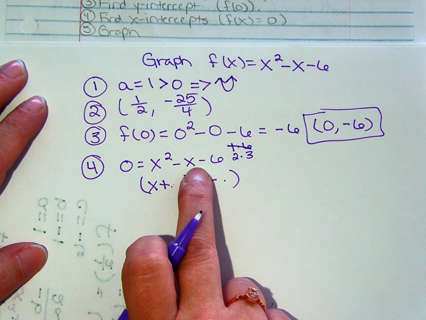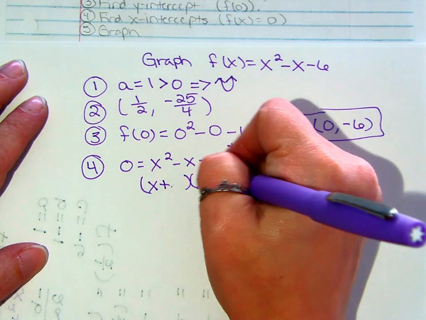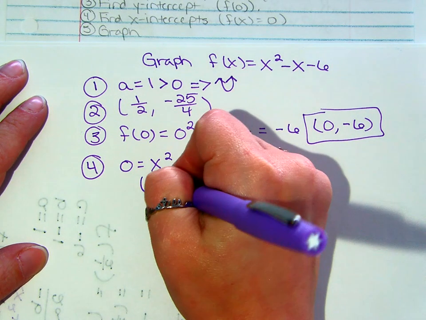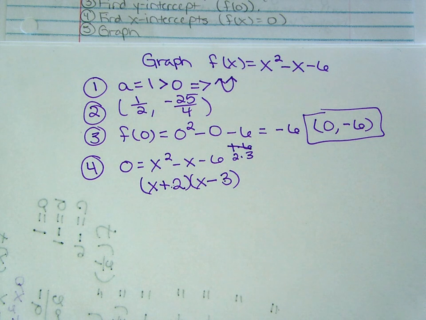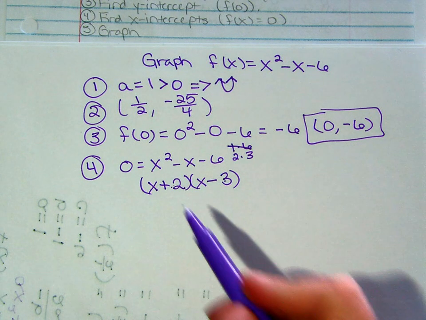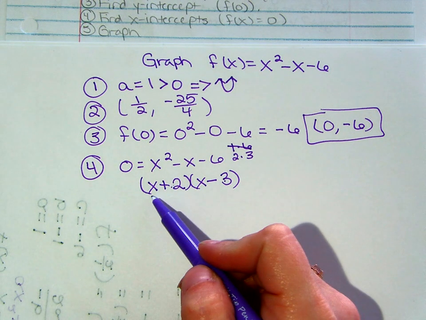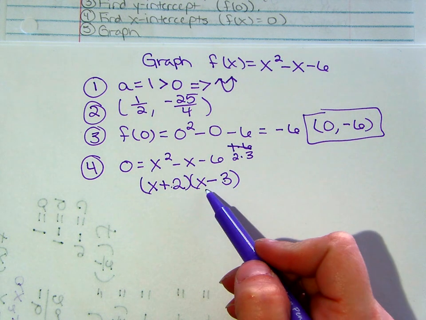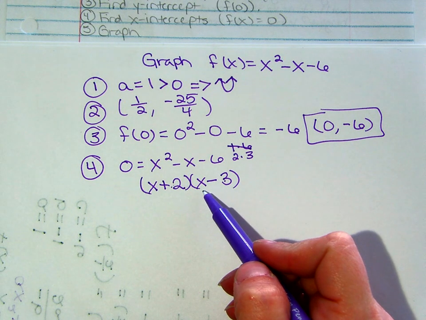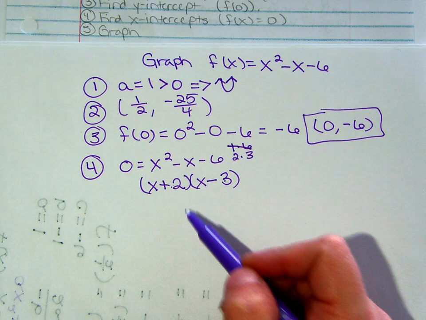And we can always check our factoring by foiling. If I do first, I get x squared. If I do outer, I get negative 3x. Inner, I get positive 2x, which does give me a negative x overall. Last is a positive 2 times a negative 3, which gives me a negative 6. I have factored this correctly.